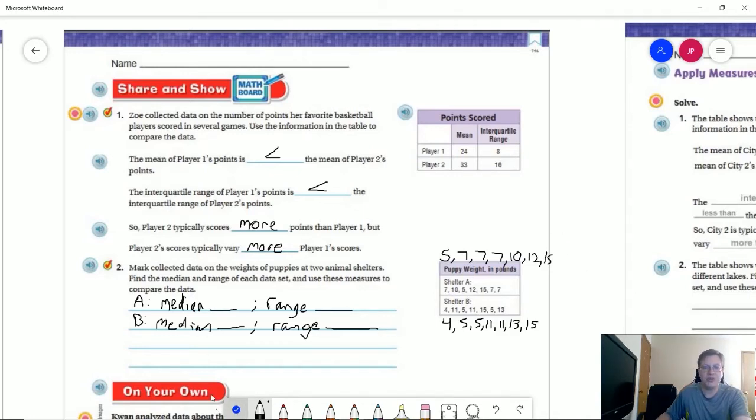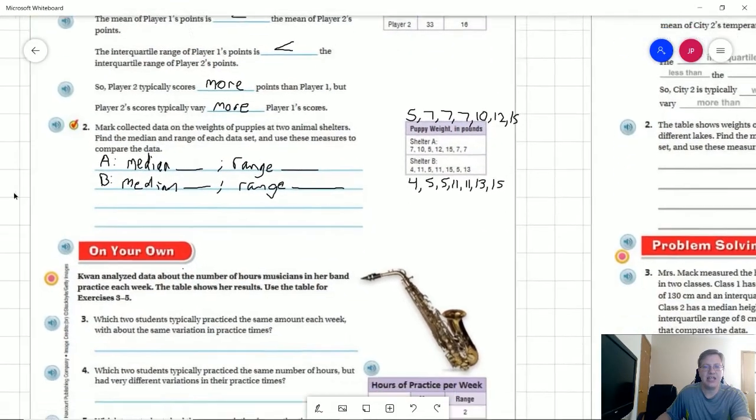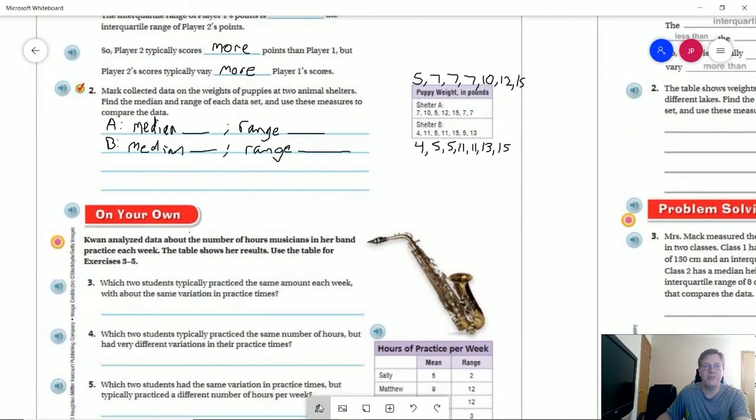What we're looking at is the median and range. For the median for A, we're looking at 7. For the median for B, we are looking at 11. And so with that, if we are going to compare the data, our average is going to be much greater for shelter B than it is for shelter A.